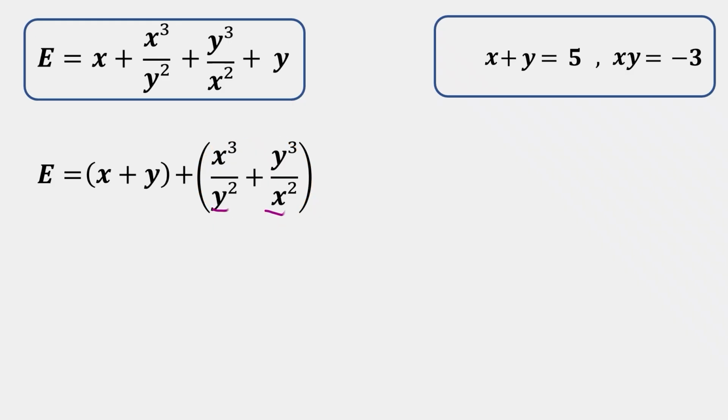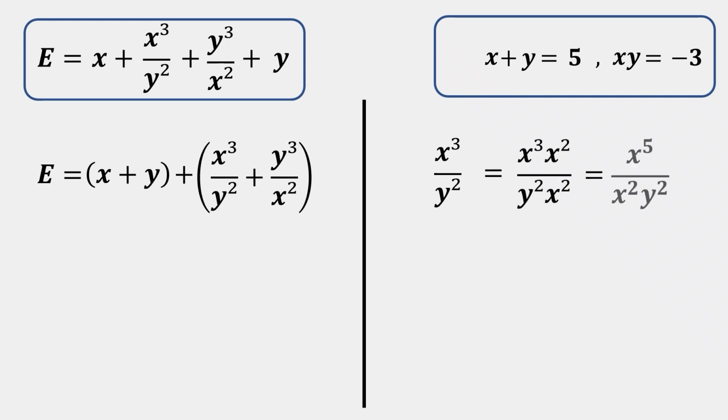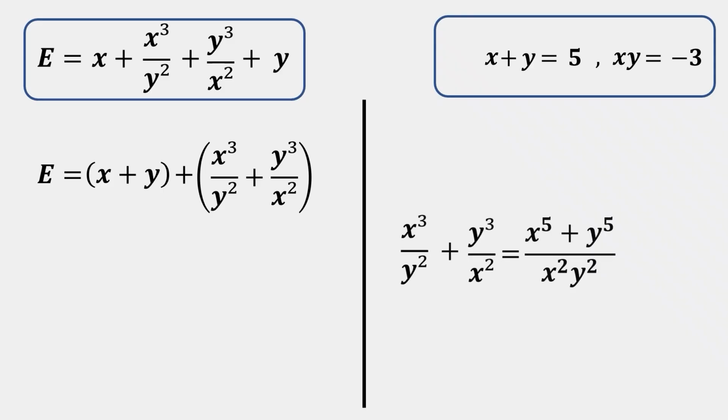The denominators are y squared and x squared, so their common denominator is x squared y squared. Multiply each term accordingly. x cubed over y squared becomes x cubed times x squared over x squared y squared, which is x to the power of 5 over x squared y squared. Likewise, y cubed over x squared becomes y to the power of 5 over x squared y squared. Add them together: x cubed over y squared plus y cubed over x squared equals x to the power of 5 plus y to the power of 5 over x squared y squared.